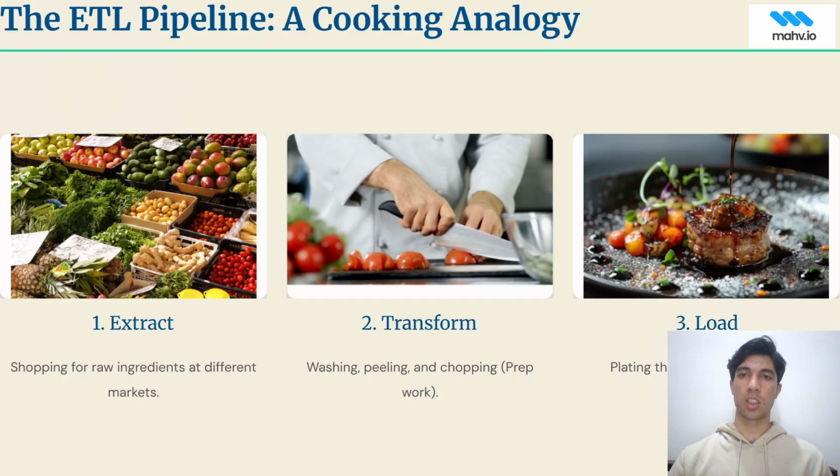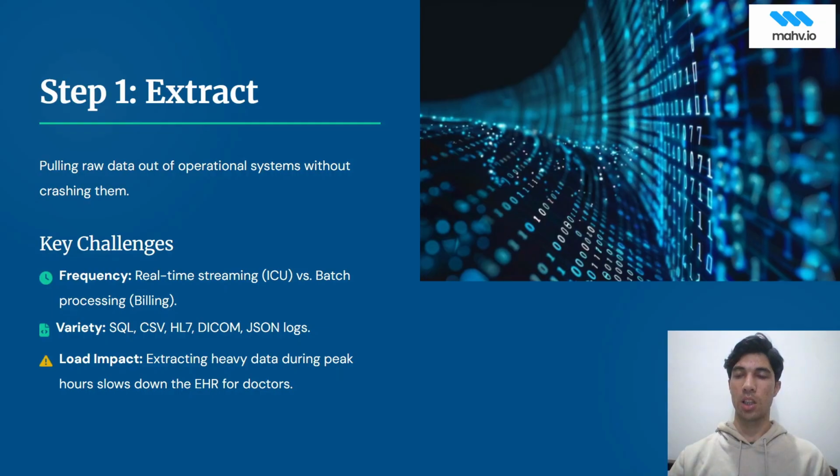The ETL pipeline. To understand the ETL pipeline, let's look at the cooking analogy. First, we have extract, transform, and then load. Extraction is like shopping for raw ingredients at different markets. Then we come home and transform, which is washing, peeling, and chopping, the preparation work basically. And finally, we plate the finished meal for the customer. That's the final load step. This is the ETL pipeline.